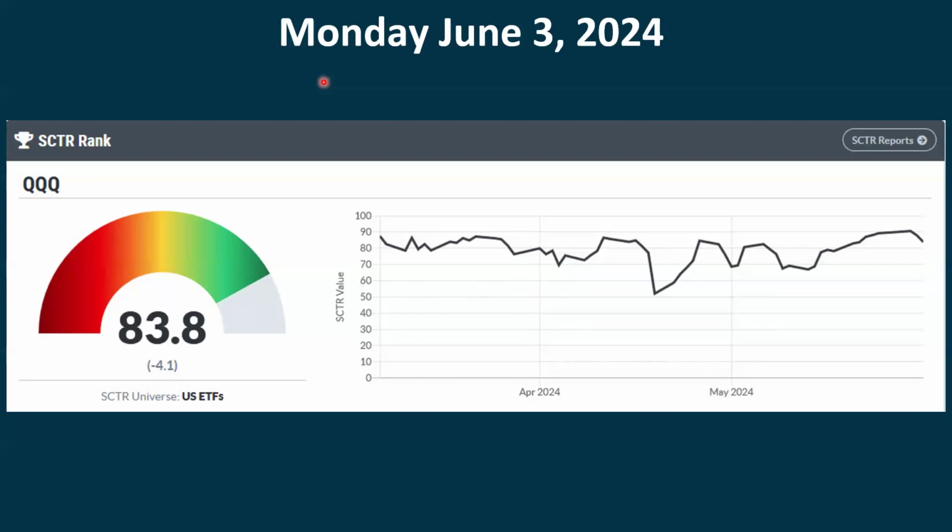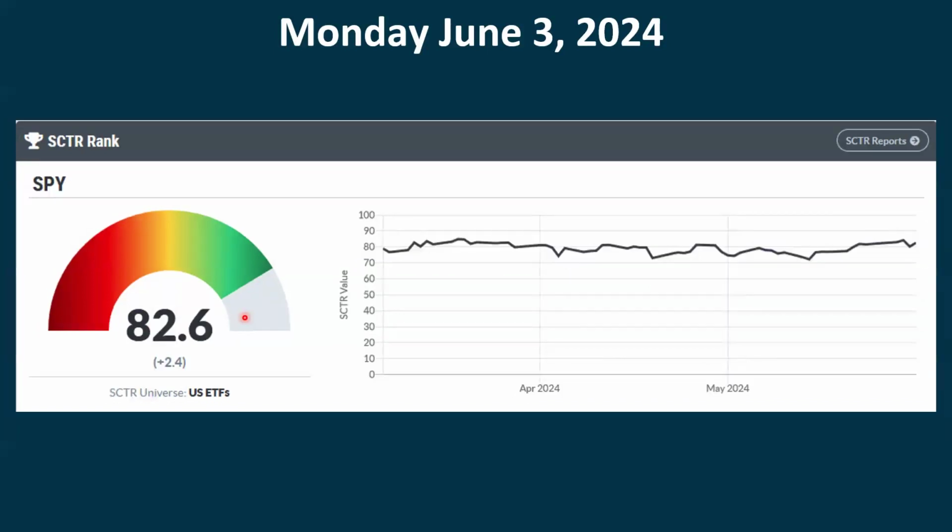Coming in first place, which has been more the leader since we've come up out of the lows in October 2022, and then the lows back in October 2023, the best looking chart right now are the QQQs, which is the NASDAQ 100, coming in at 83.8. Not really strong. When this gets up into the 90s, that means we're really moving up with a vengeance. In second place is the S&P, the ETF for the S&P 500, coming in at 82.6.